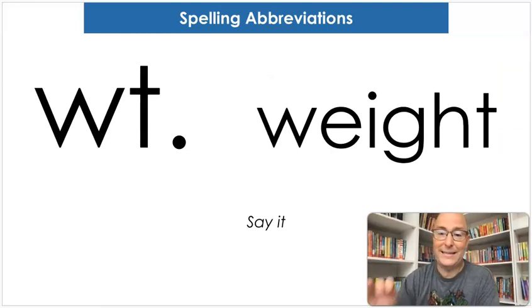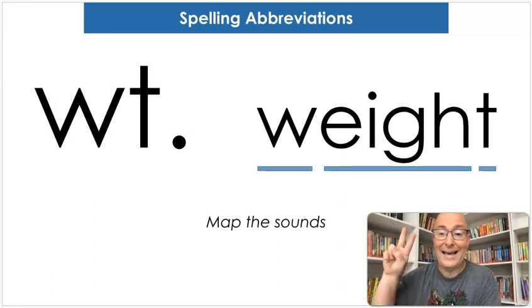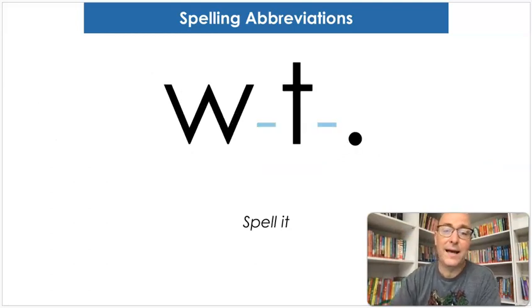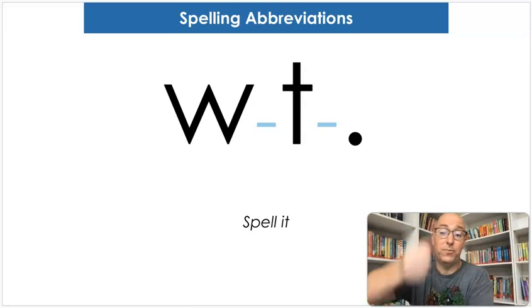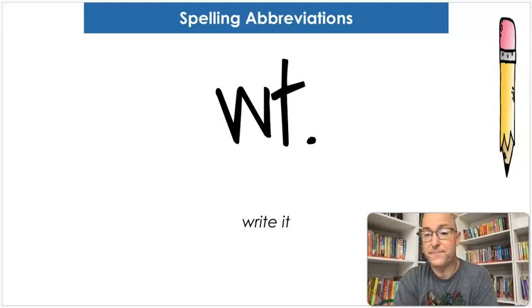Our next word is weight. Say weight. And this has to do with pounds and ounces, not with, hey, wait a minute. Sounds the same, different word. Map the sounds. W-A-T. Weight. And spell it. W-T, period, weight. And write it. W-T, period.